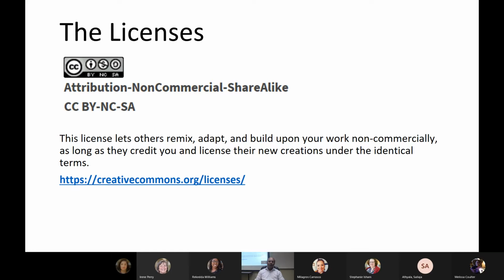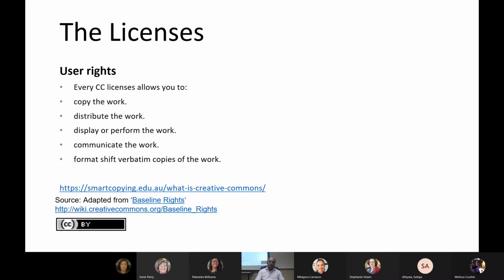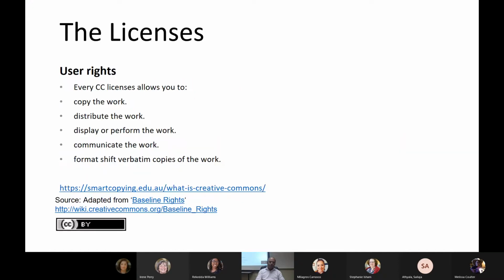the license lets others remix, adapt, and build upon your work non-commercially, as long as they credit you and license their new creation under identical terms. So these are the six major licenses that Creative Commons applies for OER copyright issues. For example, I'm going to show you an example.